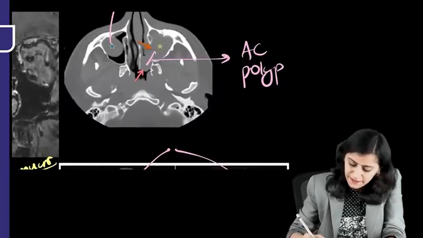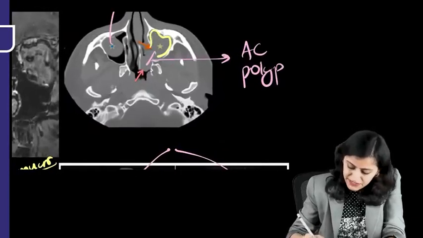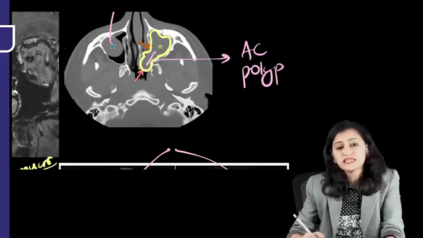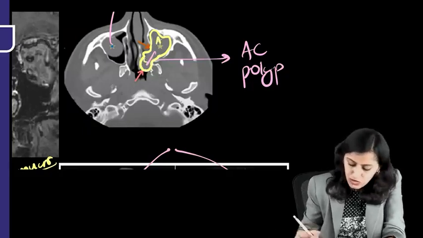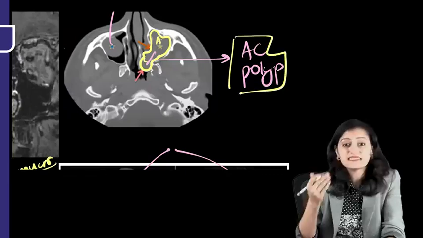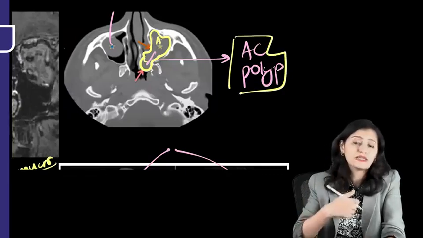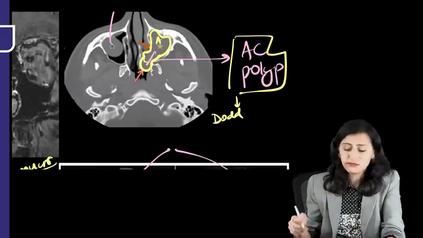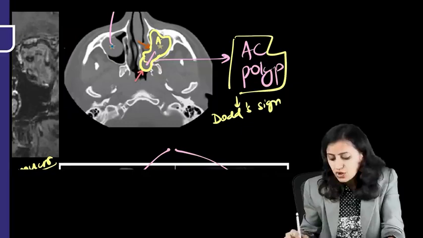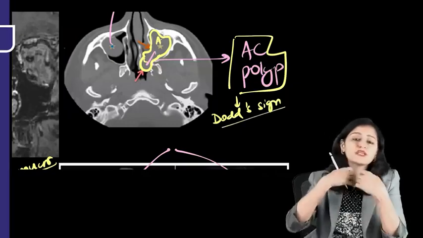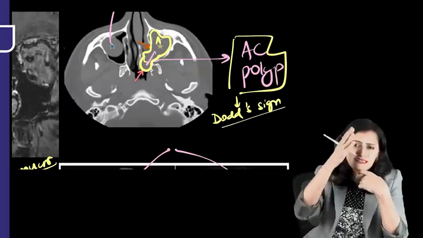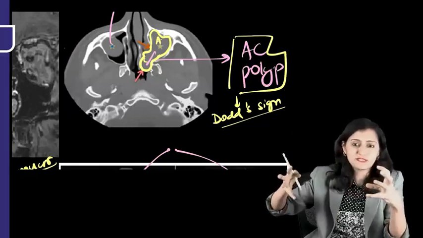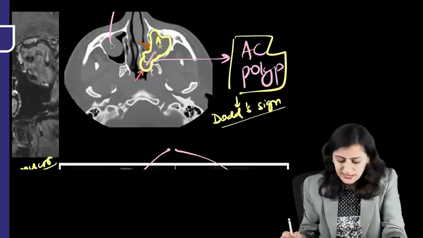What are we seeing here? The maxillary sinus is opacified with a mass, and the mass is going into the choana, the posterior nasal opening. So antrochoanal polyp is what we are seeing here. Remember one sign which can help us differentiate from a nasopharyngeal mass, that is the Dodd sign. When the antrochoanal polyp goes into the nasopharynx, there will be a line of separation between the polyp and the nasopharynx wall. So that is the Dodd sign.